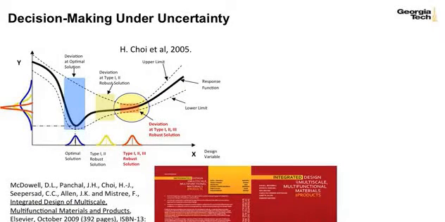You can read about decision-making of materials under uncertainty in this book that was published some time ago, around 2009, by Elsevier, Integrated Design of Multi-Scale, Multifunctional Materials and Products, which has an extensive discussion of the philosophy behind extending engineering systems design to the realm of robust design of materials.